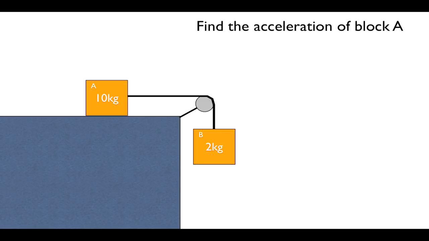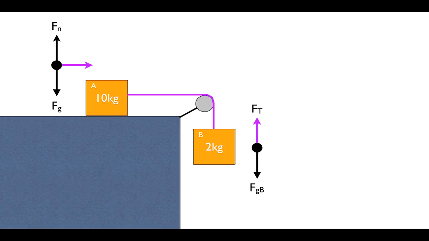If we draw the individual free body diagrams, we quickly see that both have a force of tension. Since they are attached by the same rope, the tensions will be the same. I've drawn this in purple so you can better visualize it. Now we have some good news and some bad news.